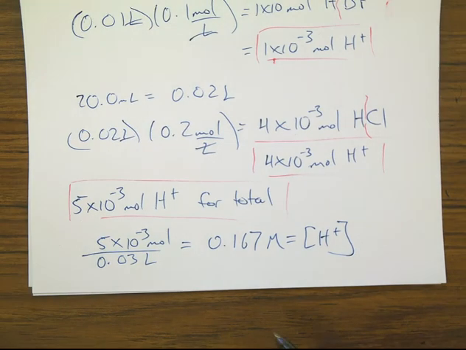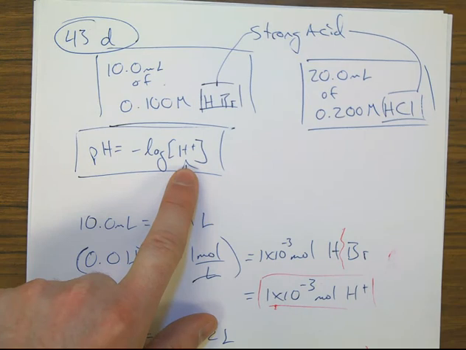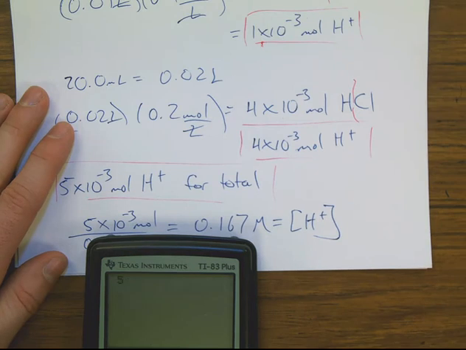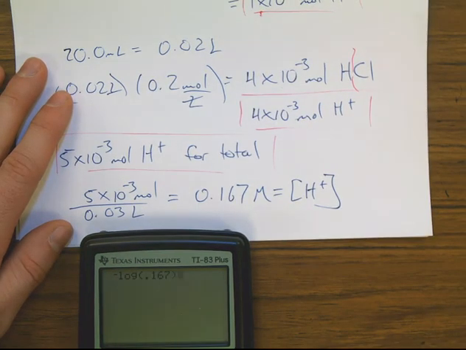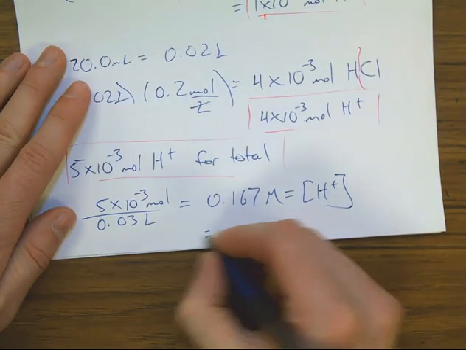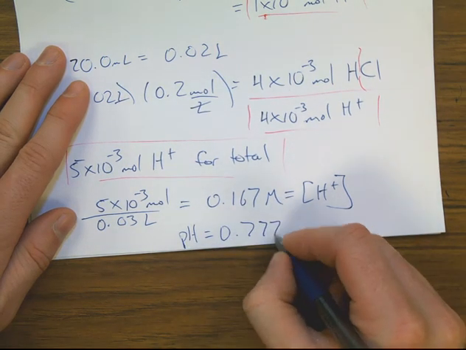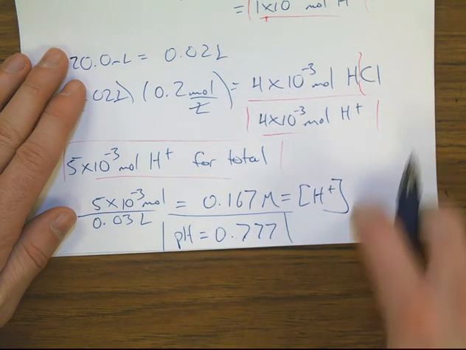So as we've done in the previous problem, all you have to do is take the negative log of this using this equation right here. So you take the negative log by plugging in the number we just found in there, and then you know your pH. So in my calculator, the negative log of 0.167 ends up being, the pH is 0.777, keeping that 3 sig figs there. Right? If you have any other additional questions, let me know.